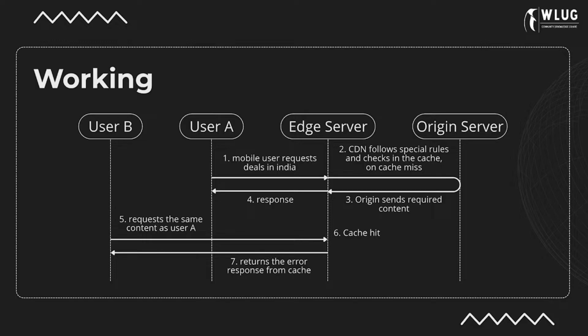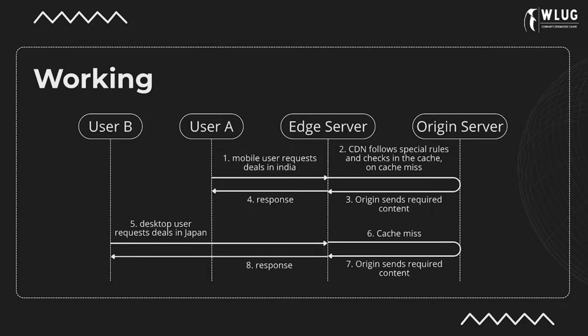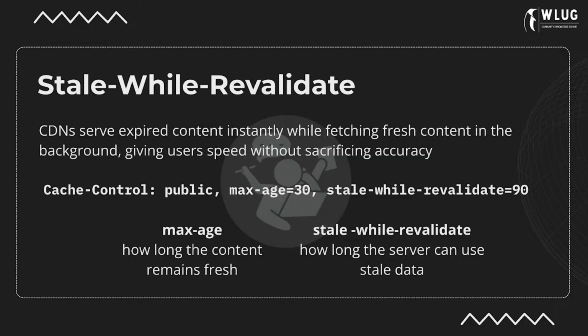So, in order to solve this problem, it is not really a problem, but we can make it faster for cases like Instagram, where there's not really a very big problem if our data is a little bit older. Right. So, in order to solve the scenario that I just mentioned, where what if our data has just expired? Then CDNs can also serve expired content instantly while simultaneously fetching fresh content in the background.